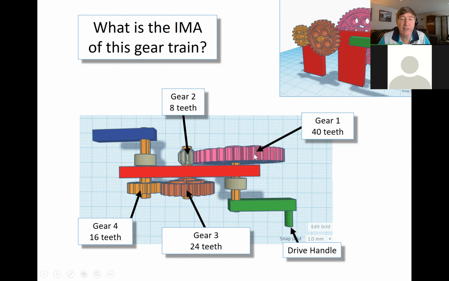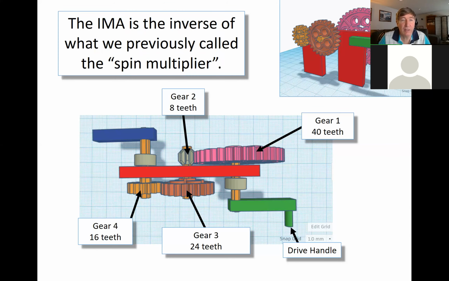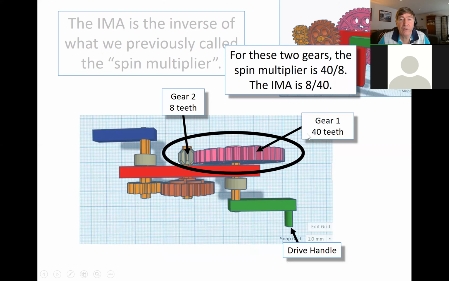So what we did before was say, this gear here has 40 teeth, and this gear that it's interacting with only has 8 teeth. So if we turn the big gear 1 full revolution, the small gear is going to turn 5 full revolutions, because 40 divided by 8, which by the way, yeah, that's 5. Good, I was getting a little worried about my math here.